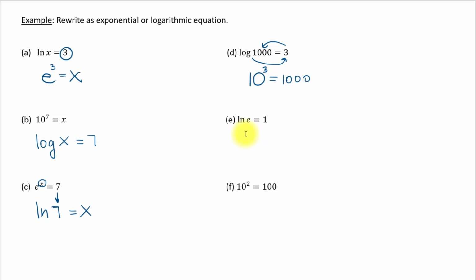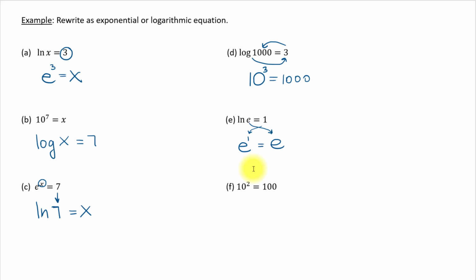In part e, we have ln of e equals 1. This is logarithmic form. To write the exponential form, I'm going to take the base of the logarithm, which is e. I'm going to raise it to the power, which is 1. That's what logarithm equals. And I'm going to set it equal to what's inside the logarithm, which is e. And here I can verify that this equation is true. e to the first power is e.